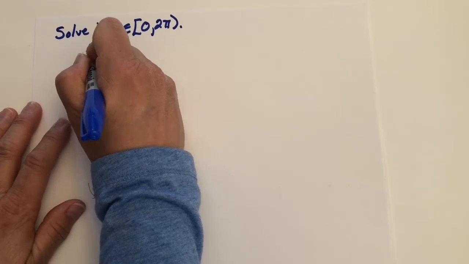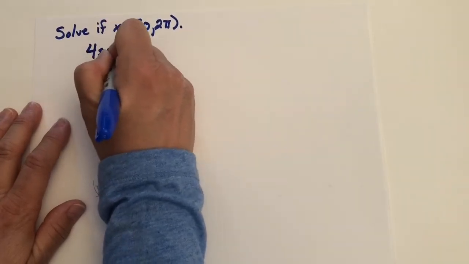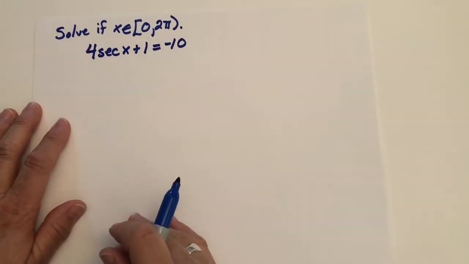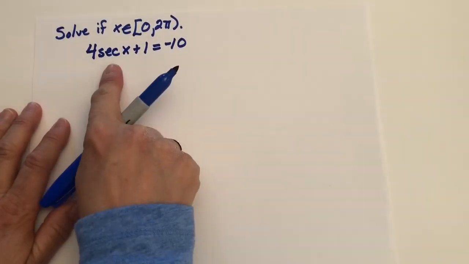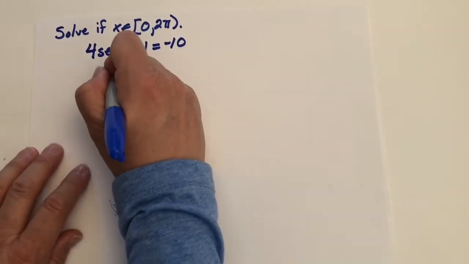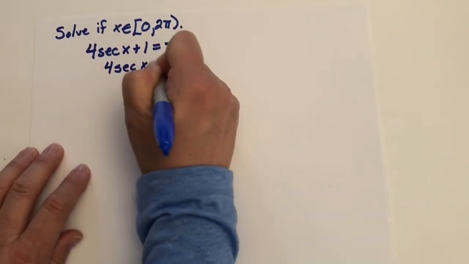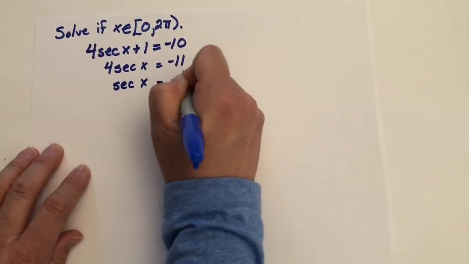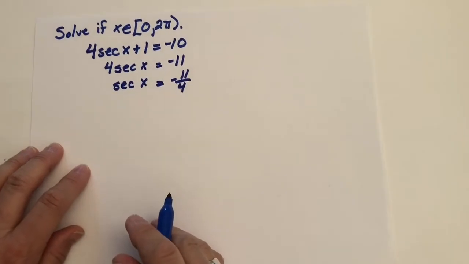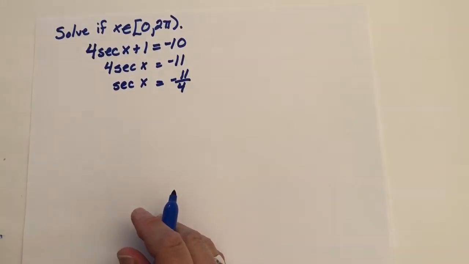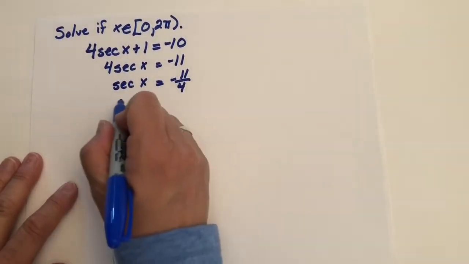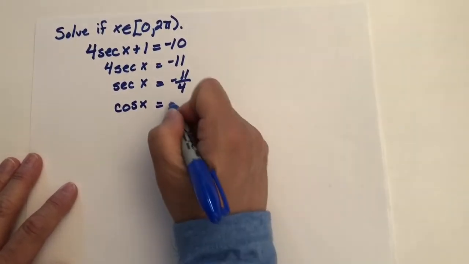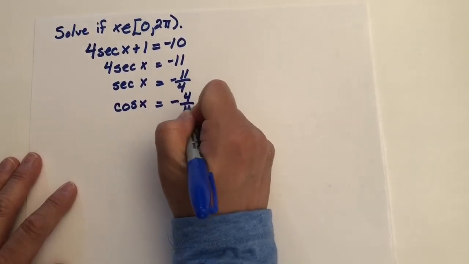So we have this time 4 secant x plus 1 equals negative 10. So let's solve for the secant of x. We're going to subtract 1 and divide by 4. And I prefer to think in terms of the cosine since I have a cosine button on my calculator. So I'm going to take the reciprocal of the left-hand side and we'll have cosine of x. Take the reciprocal of the right-hand side and we have negative 4/11.